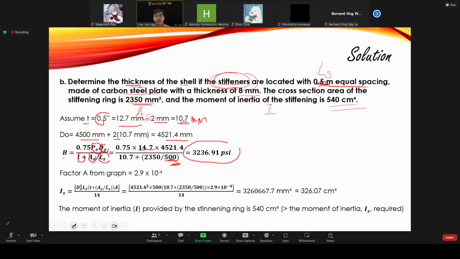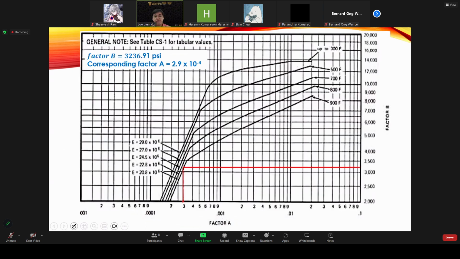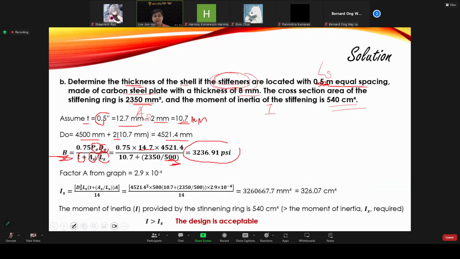Now, based on the calculated B factor, we go to the graph, figure 8.11. Here is the calculated value B. Here we draw a horizontal line until it touches the operating temperature 800 graph. Then we go down and interpolate, and we get the value for our factor A. The value of factor A is 2.9 multiplied by 10 power of -4.